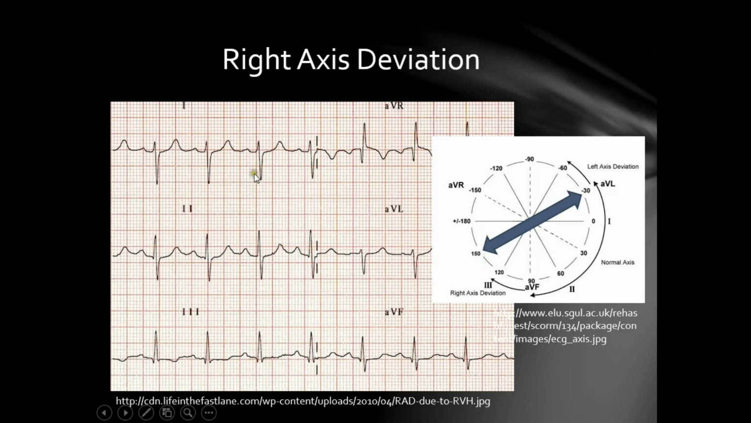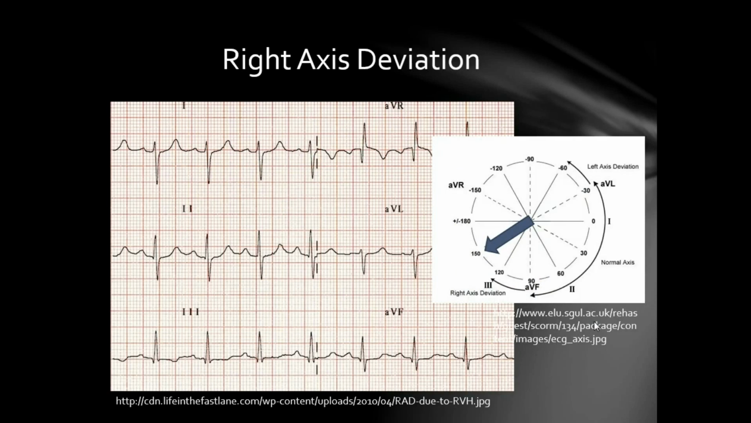We can see that lead 1 is negative and AVL is negative, so it has to be pointing away from AVL and 1. So your cardiac axis must be at exactly positive 150 degrees. And you can confirm that by seeing that leads 3, AVF, and AVR are positive, so your cardiac axis is towards AVF, 3, and AVR. And this is exactly the opposite of a left axis deviation finding, if you notice.